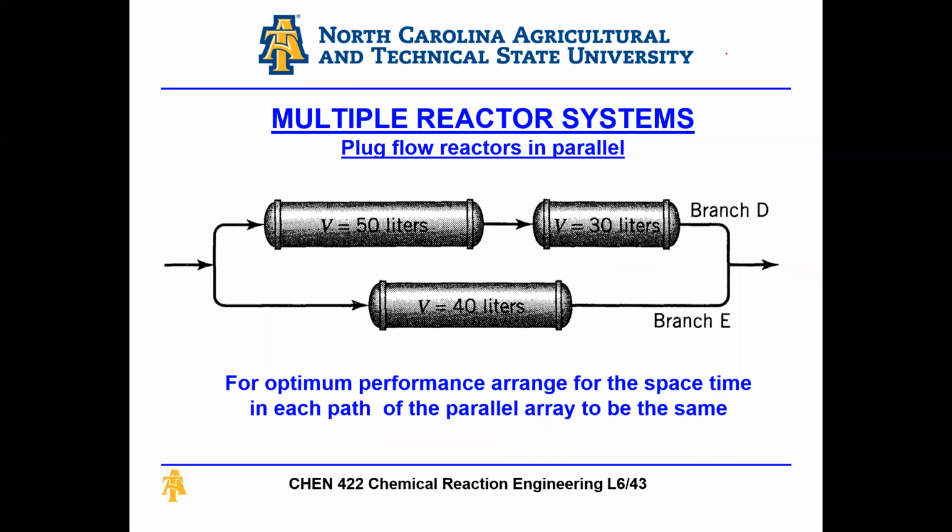Whereas if you have plug flow reactors in parallel, to optimize the performance, you need to make sure that the space-time tau 1 and tau 2 are the same, right? If tau 1 is equal to tau 2, this means that you have the optimum performance. If tau 1 is much larger than tau 2, then your performance is suboptimal when you have plug flow reactors in parallel.